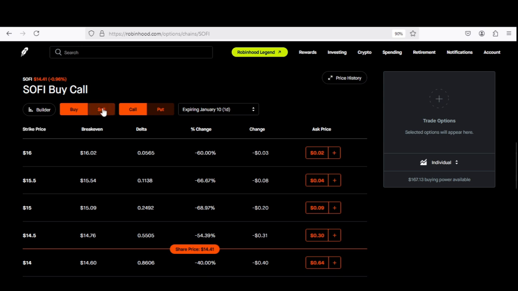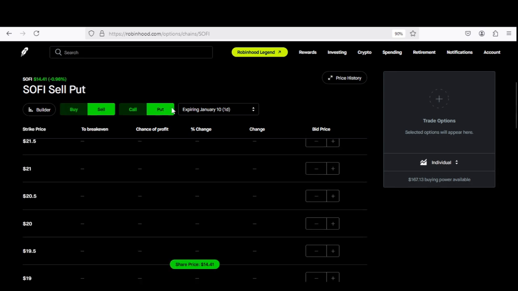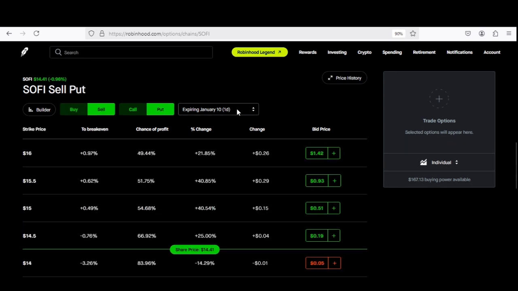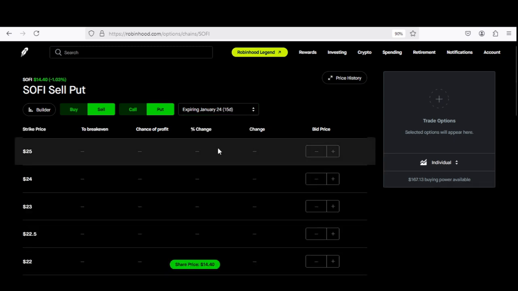So now we're going to go ahead to sell, and we're going to go to put. Then we're going to choose our expiration date. So we're going to open up the dates, and we're going to use the January 24th, which gives us 15 days out. The reason I'm going with that date is because this is a very small option contract. This stock sells for $14.40 per share. So the further out you go, the better your premiums are going to be. So let's go with that date.